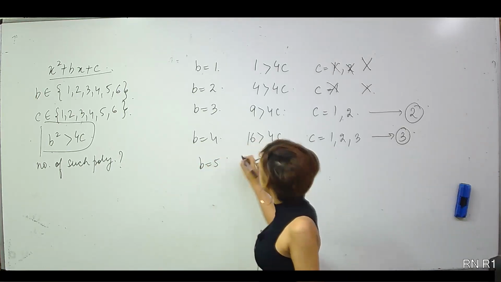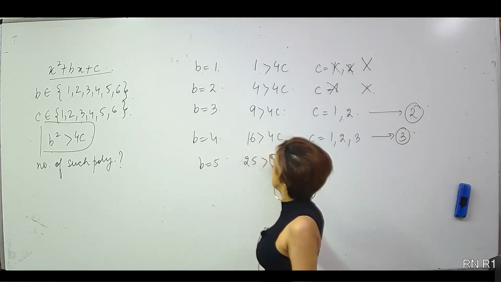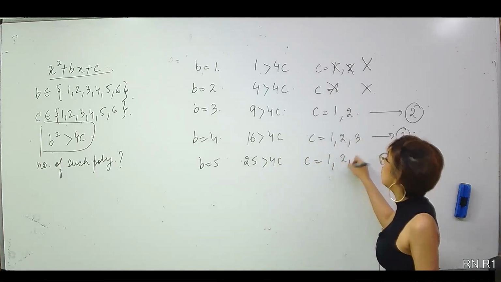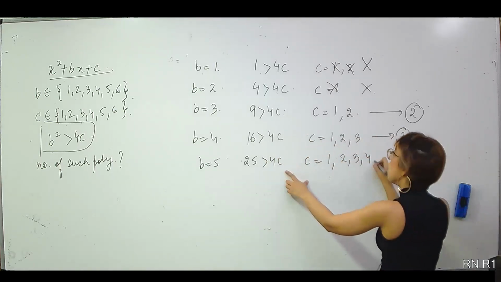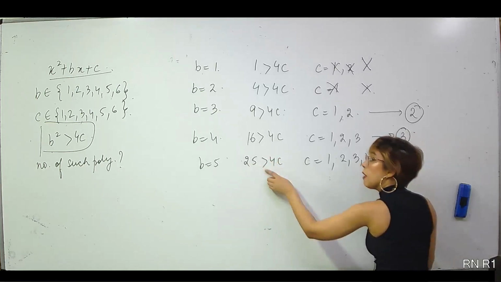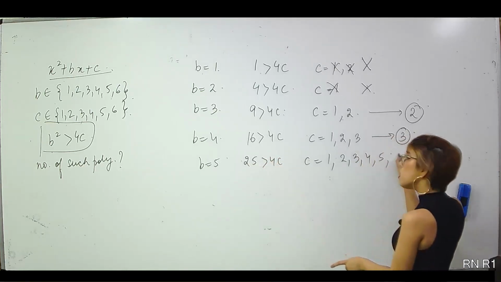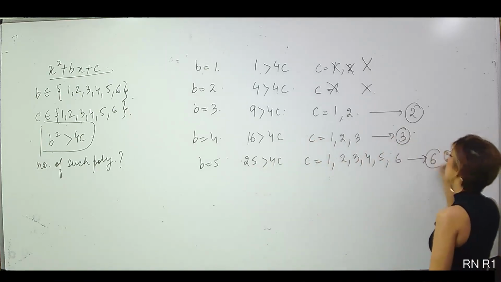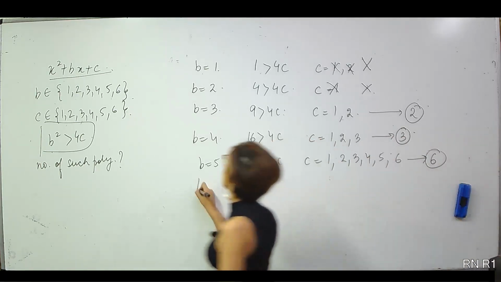So 5, that is 25 greater than 4C. Can I put C as 1? Yes. 2? Yes. 3? Yes. 4? Yes. 5? Yes. 25 greater than 20. And 6? Yes. 25 greater than 24. You get 6 polynomials. Next, B is equal to C.